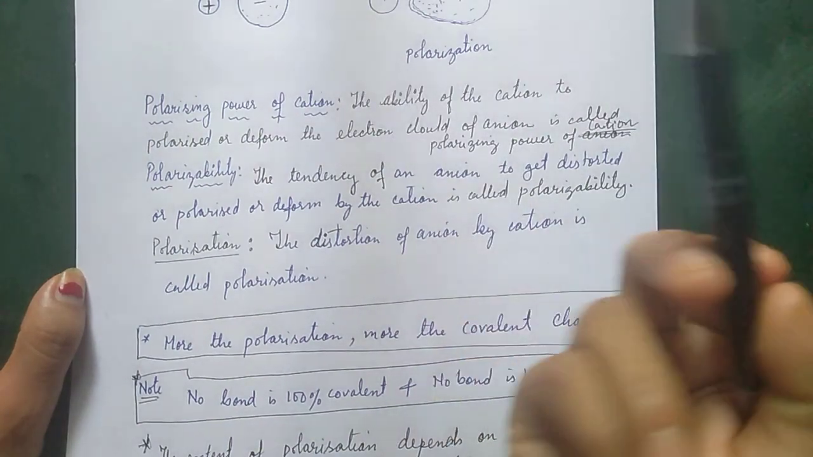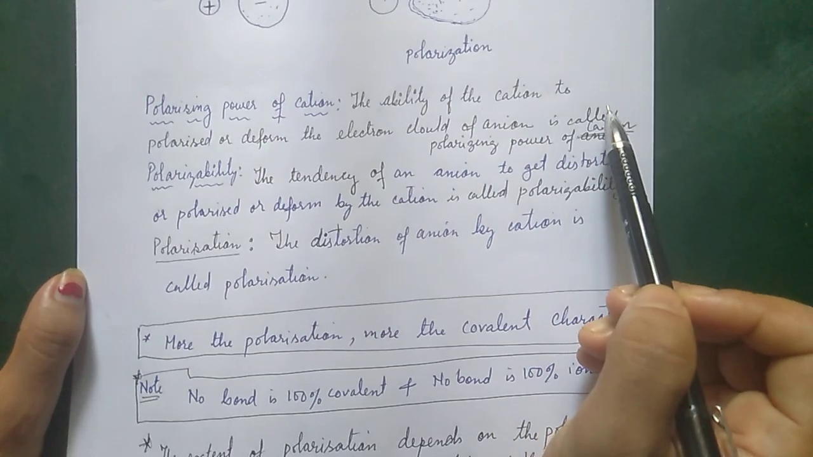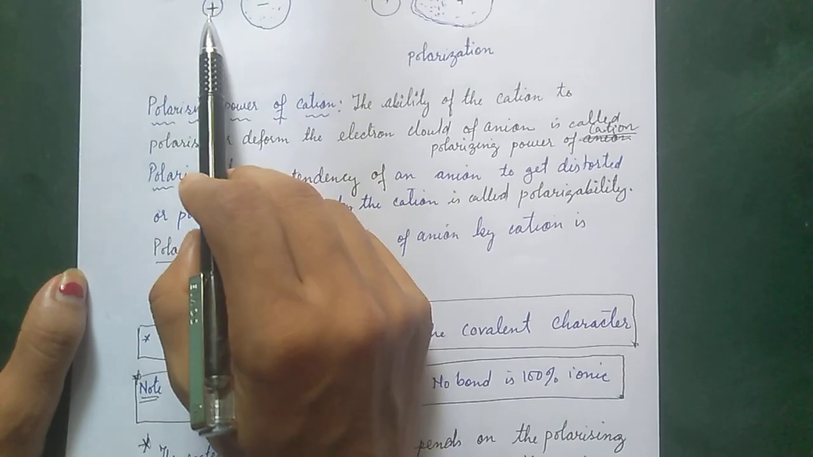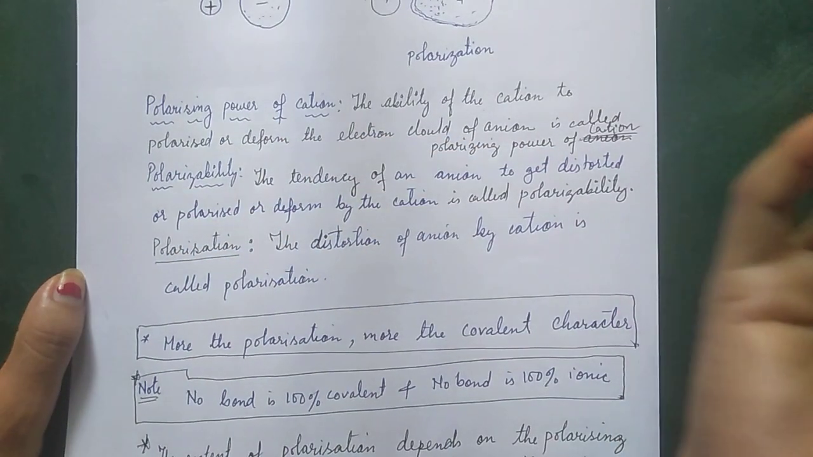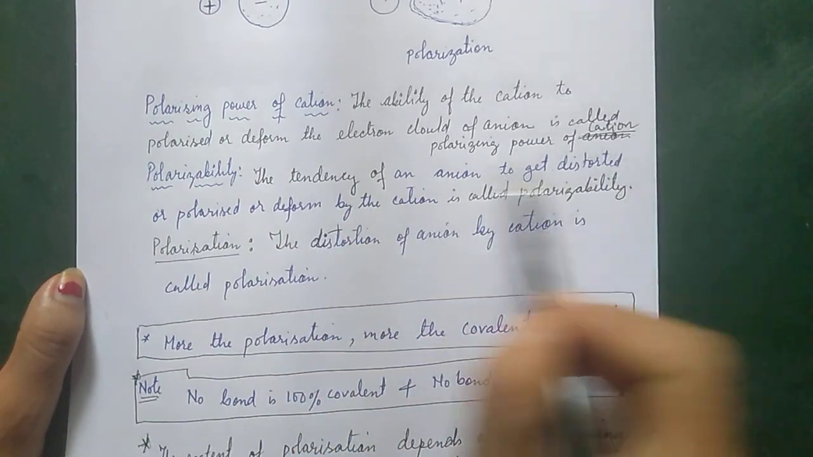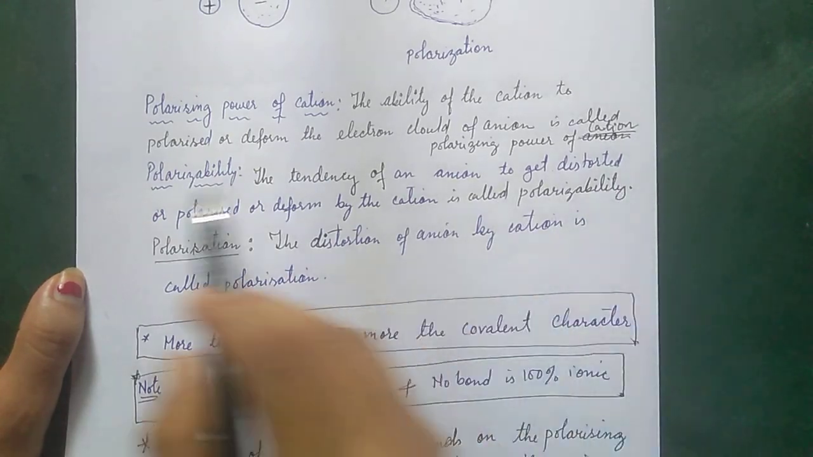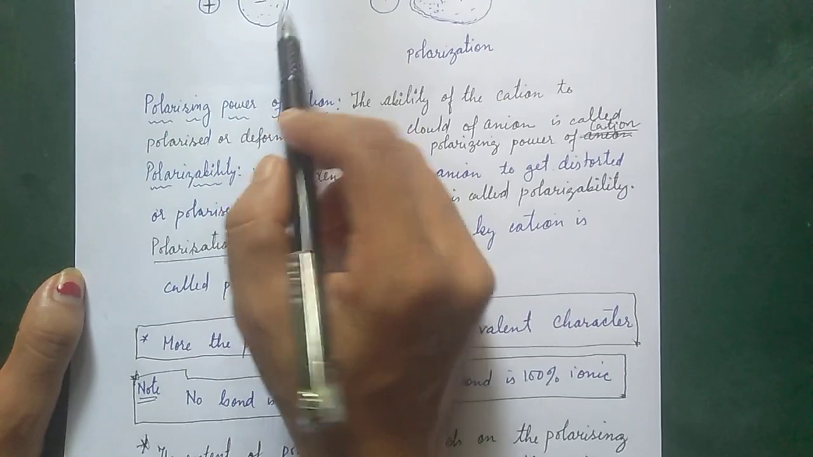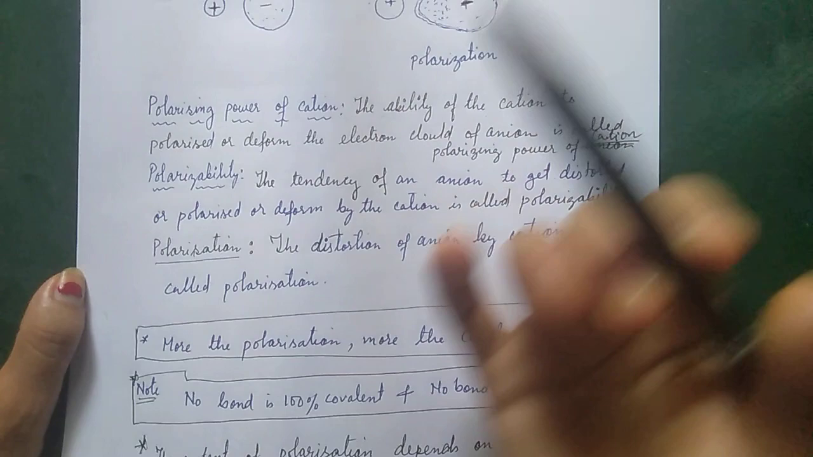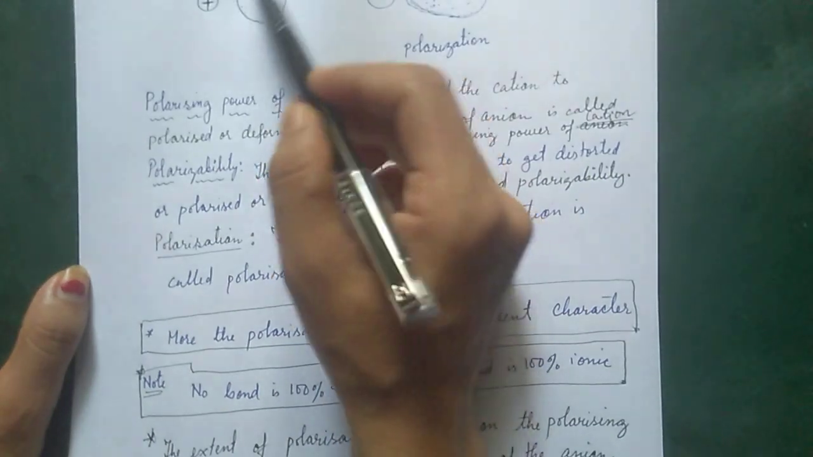The ability of the cation to polarize, to change the electron cloud of the anion, is called the polarizing power of the cation. And the anion, due to the presence of the cation, will have the tendency to change itself. This tendency of an anion to get deformed, distorted or polarized by the presence of the cation is called polarizability. Polarizability is used for the anion, and polarizing power is used for the cation, because the cation has the power to deform the shape or the electron cloud of the anion.